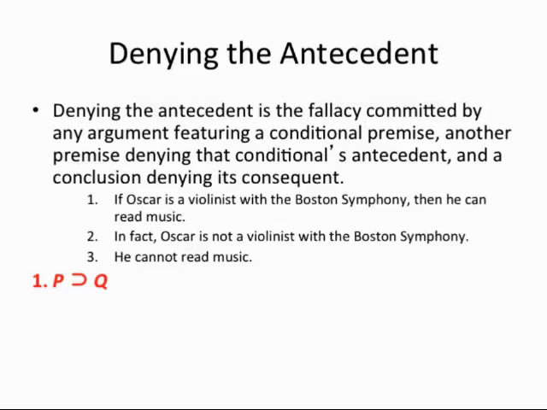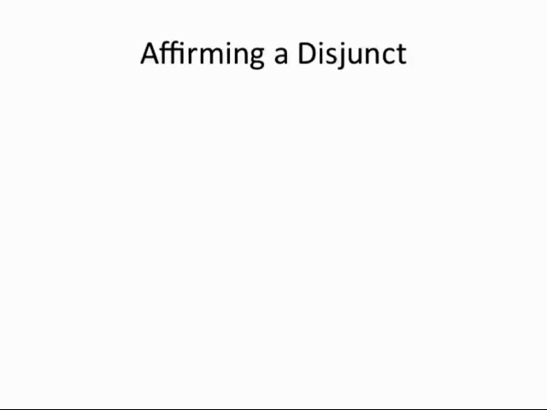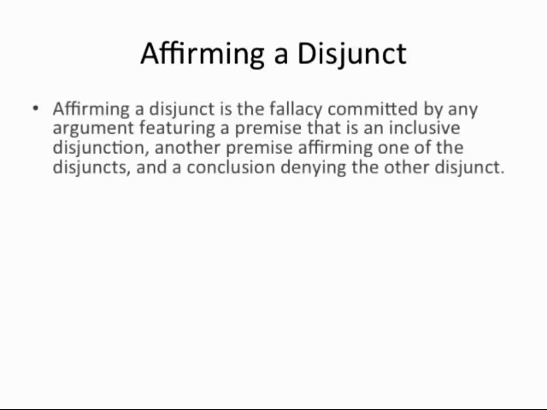And here's the form of the argument. If P, then Q. Not P, therefore not Q. Again, denial of the antecedent. Let's take a look at one more formal fallacy, this one called affirming a disjunct. Affirming a disjunct is the fallacy committed by any argument featuring a premise that has an inclusive disjunction, another premise affirming one of the disjuncts, and a conclusion denying the other disjunct.